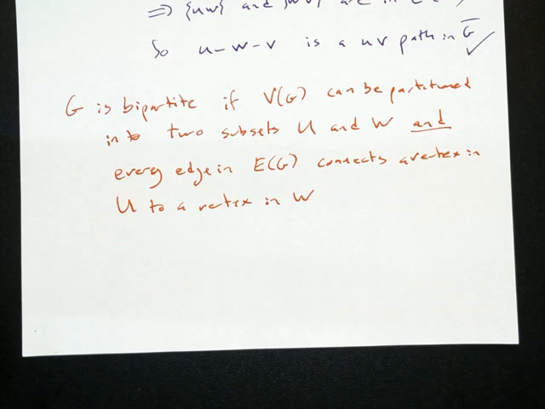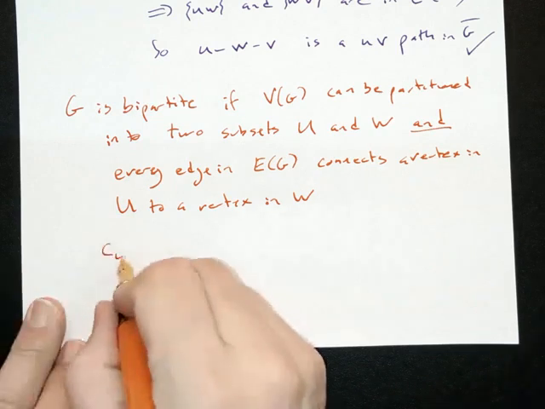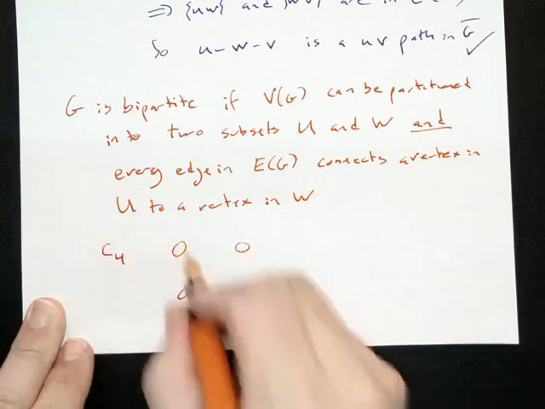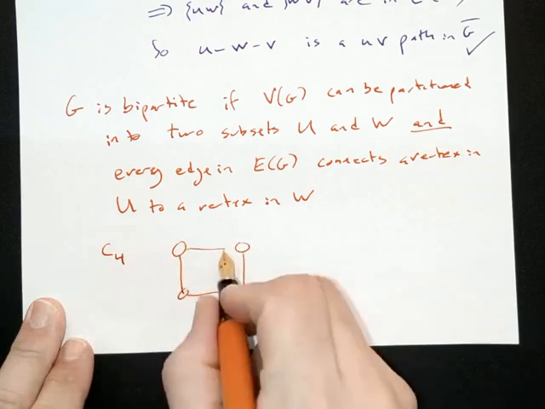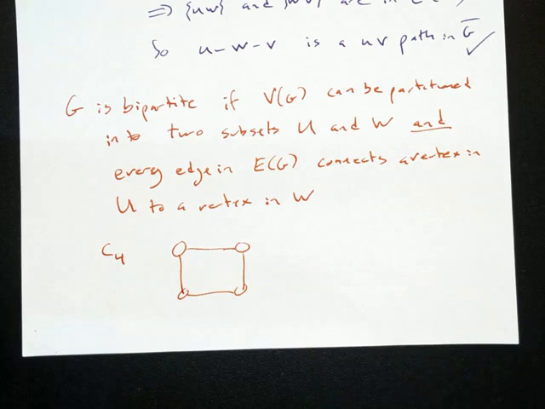Several of the graphs we've already seen are bipartite. Several are not. So consider C4, the cycle of order 4. I claim this is bipartite. How would you color those? How would you divide them up into U's and W's?